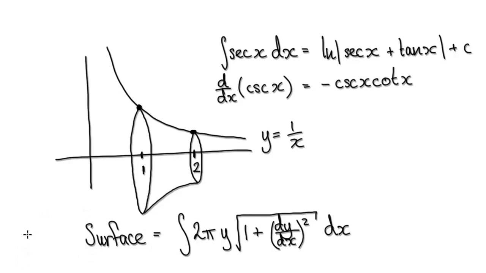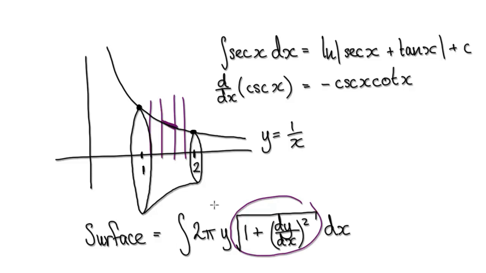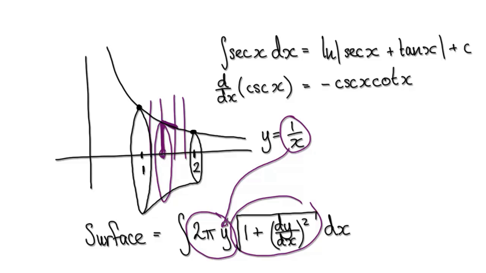Okay, so to do this, the surface area is given by this. So if you imagine cutting this up into many strips, this thing here is the arc length, and then you need to times it by the circumference of the circle, which is this thing here, 2 pi r. R here is really the height of our function, which is this thing here. So we can put this into the y.